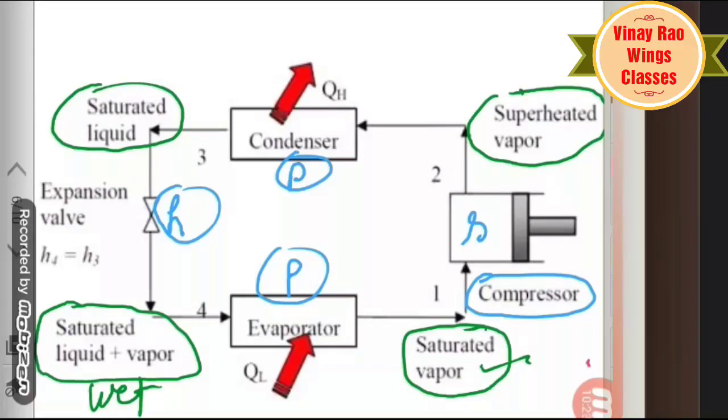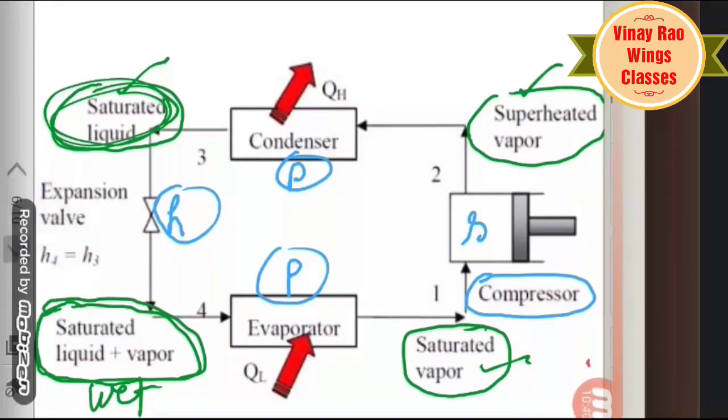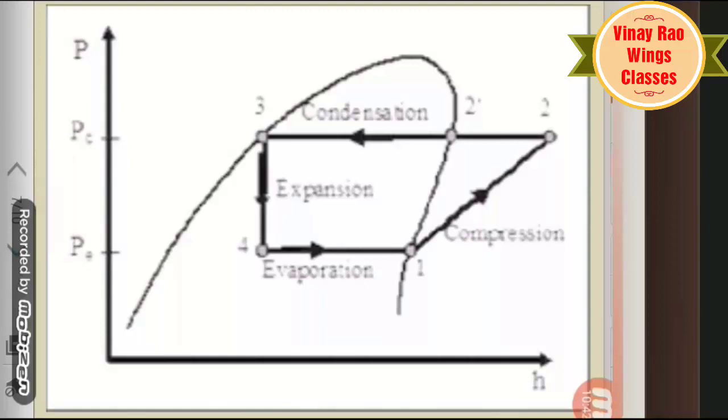That means at point number 1, saturated vapors are there. At point number 2, superheated vapors are there. At point number 3, saturated liquid. That means all the molecules are in liquid form. In between is the wet region, liquid plus vapor. So now I'm moving to my main diagram, the PH diagram, pressure and enthalpy.